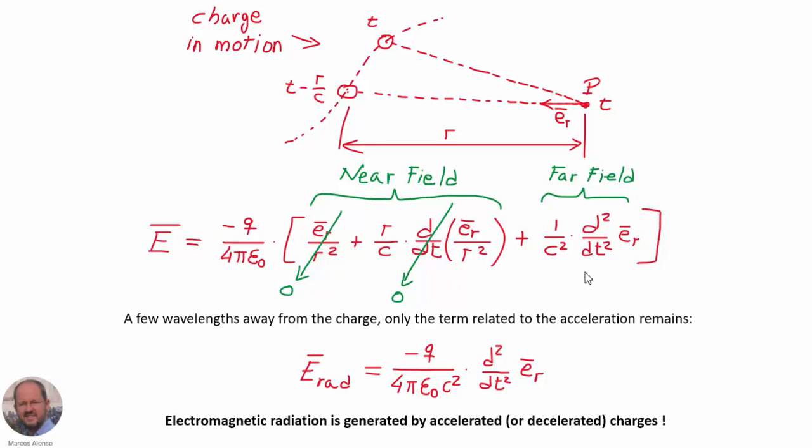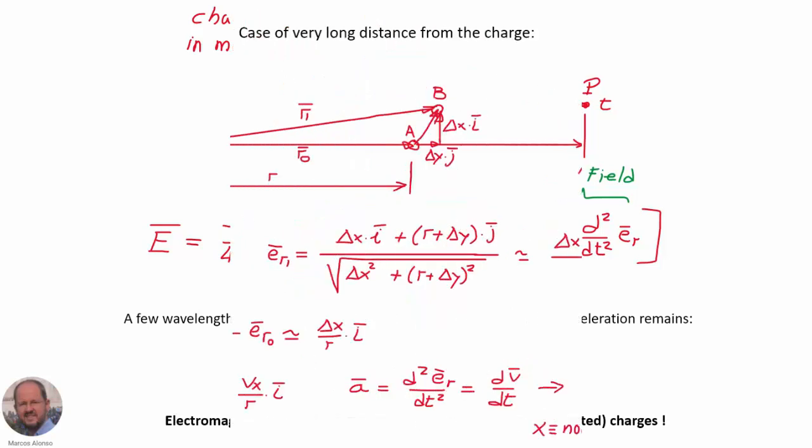But we have the third component that we can call the far field, and this is a field that transports energy far away from the particle. So if we are a few wavelengths away from the particle, the only electric field that remains is that corresponding to the radiation, and we have this expression here which is related with this term to the acceleration of the particle, as we have seen previously.